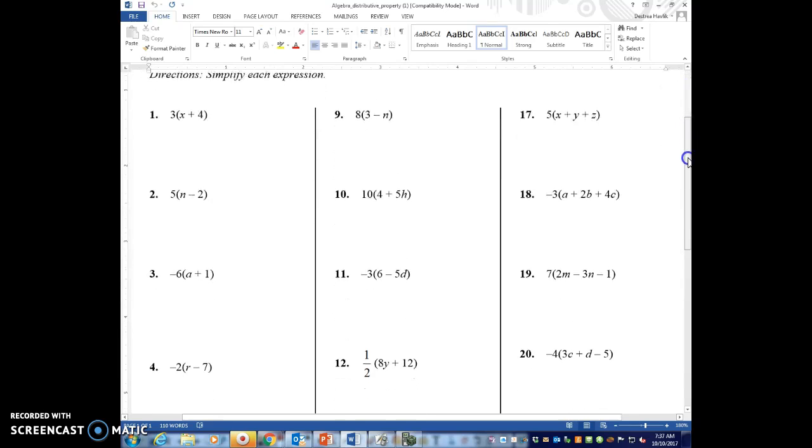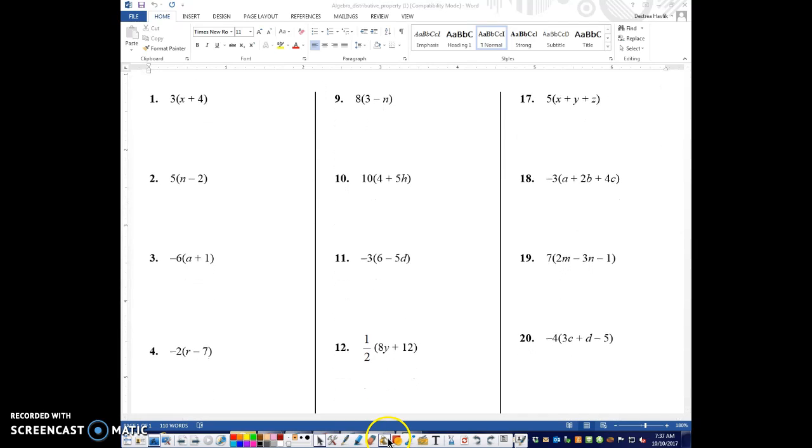Okay, so I'm going to do this top one up here, number 17. So there's 3 terms here. What do you think we're going to do? Yes, you're going to multiply 5 times x, then 5 times y, then 5 times z. Like Mario, he's got to hop on all 3. So 5 times x is 5x. 5 times y is 5y. And 5 times z is 5z. Okay, so that is your answer.